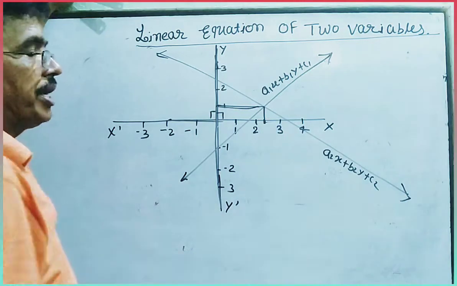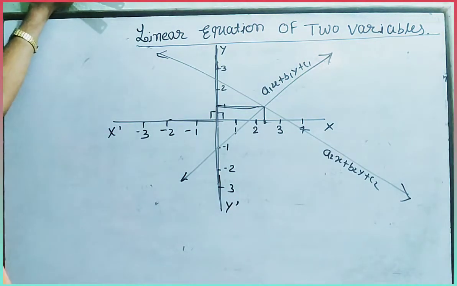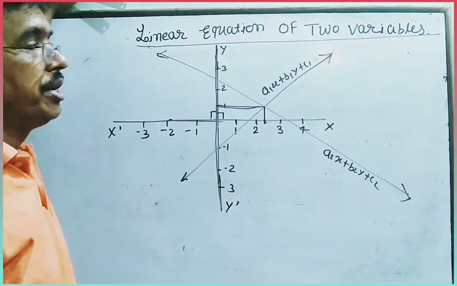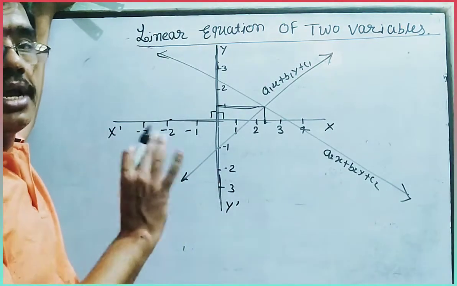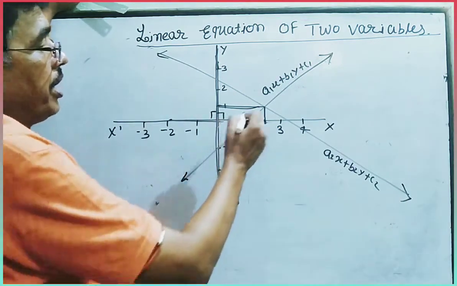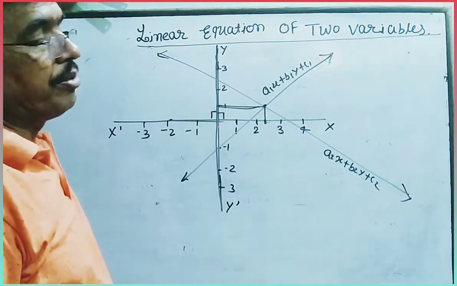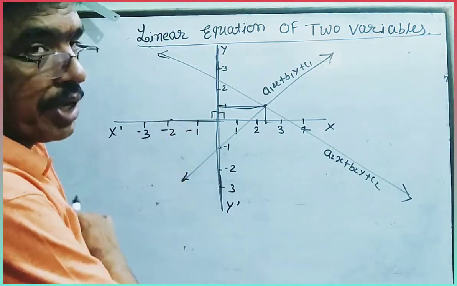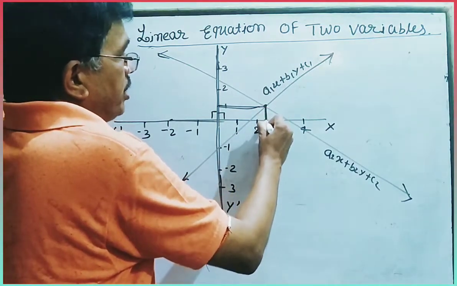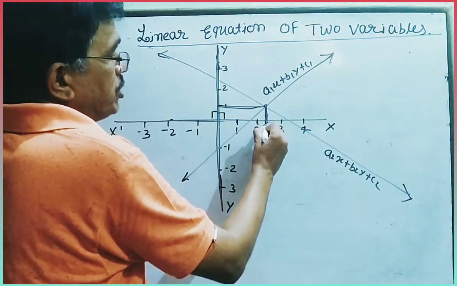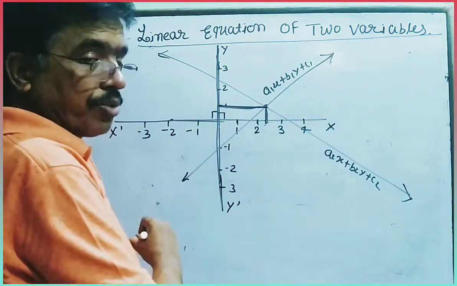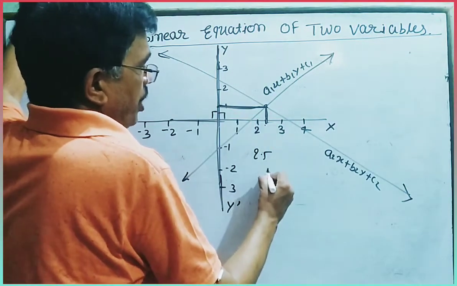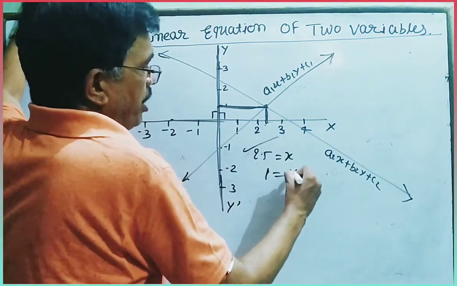When we draw the graph and two lines intersect each other, it is clear that the graph has a unique solution, and we can find the value of x and y with the help of the graph. The value of x is 2.5 and the value of y is 1. So x is equal to 2.5 and y is equal to 1.